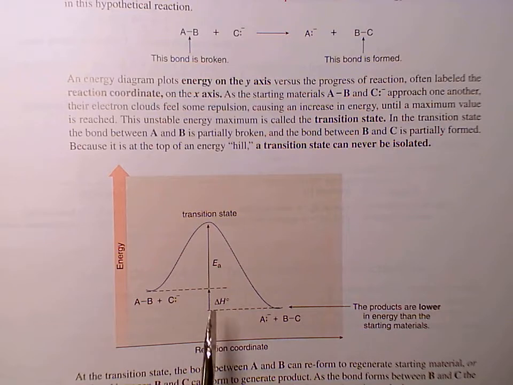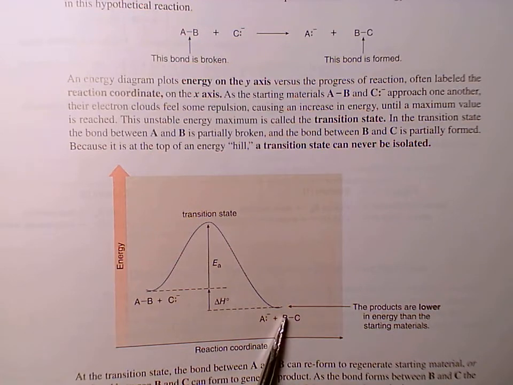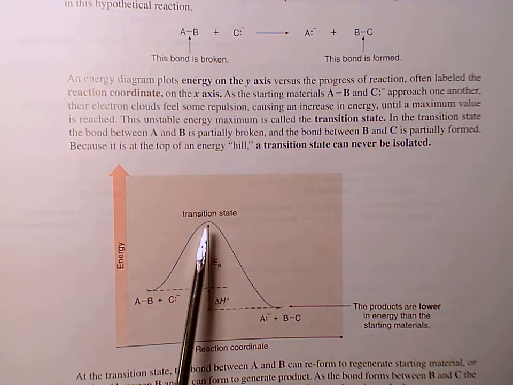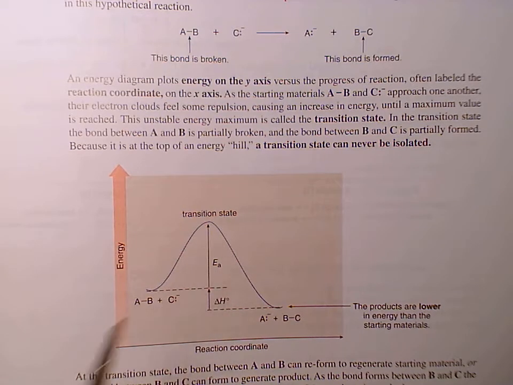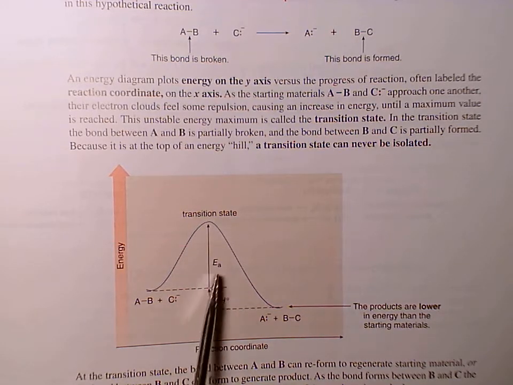Recall that delta H is our thermodynamics. It tells us the heat of the reaction and whether it lies to the left or to the right, whether it's spontaneous or not. The kinetics is the energy from our reactants to the top of the hill, the transition state, when it transitions from mainly bond breaking to mainly bond making. This energy is our activation energy, and that deals with kinetics.